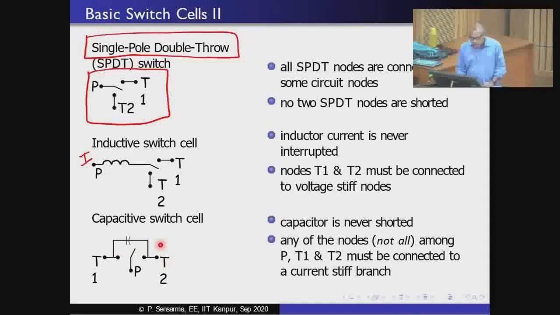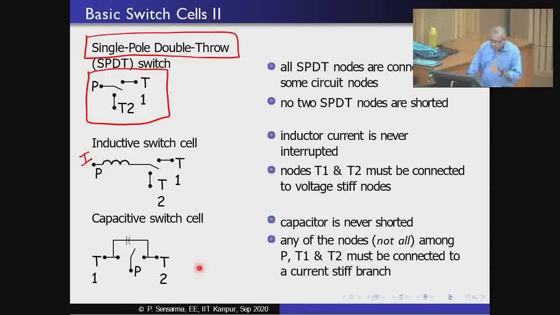So, see that irrespective of which position the switch takes, if the switch is in T1, the capacitance is not shorted. If the switch is in position T2, then also the capacitance is not shorted. So, just by operating the switch, within the switch there is no question of violating the ROI.